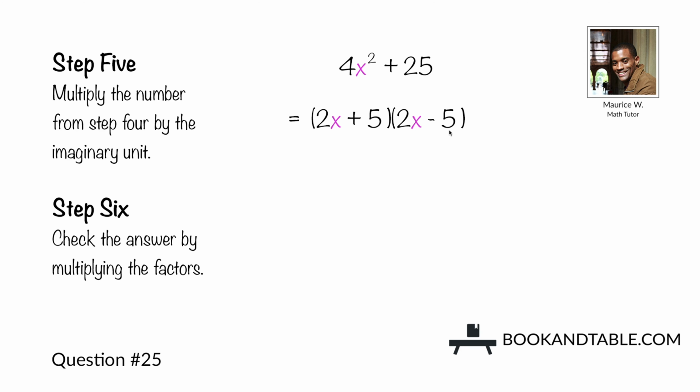And then step 5, we'll multiply the 5 from our last step by the imaginary unit i, showing us that 4x squared plus 25 can be factored into 2x plus 5i times 2x minus 5i.